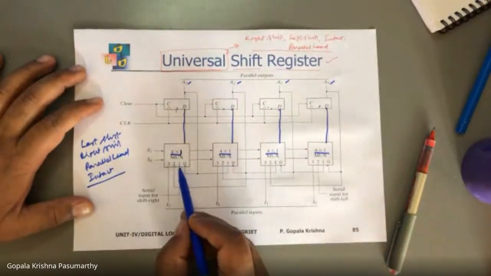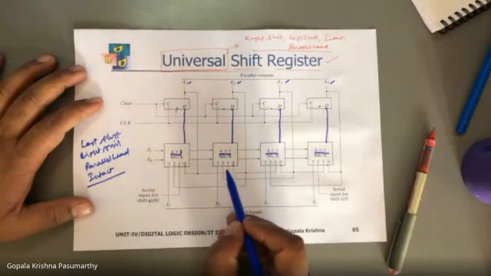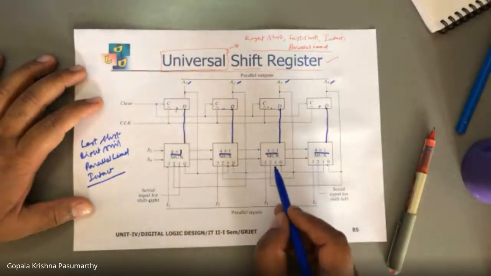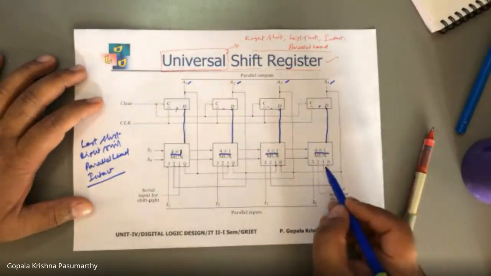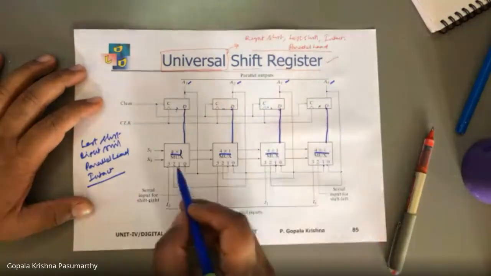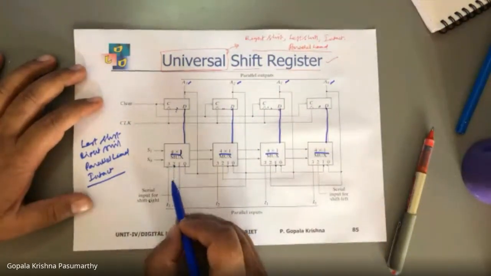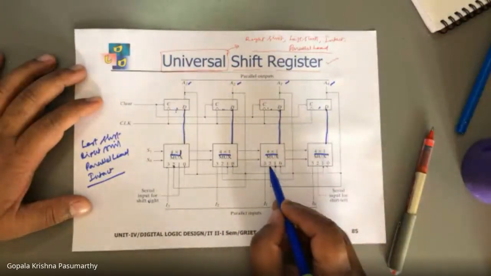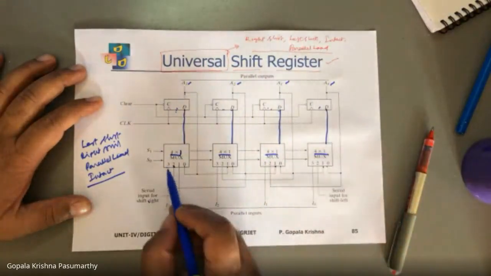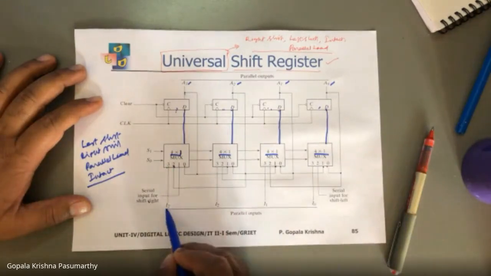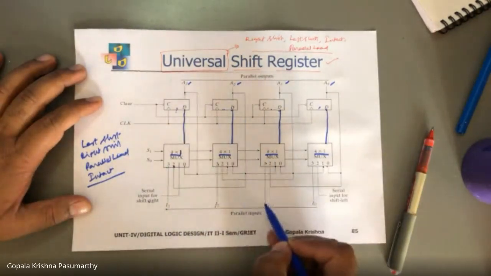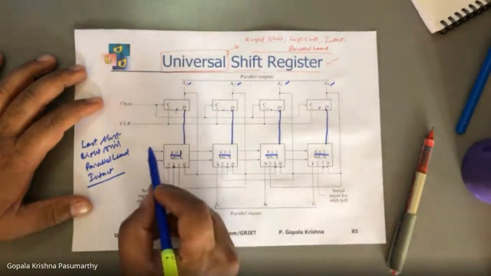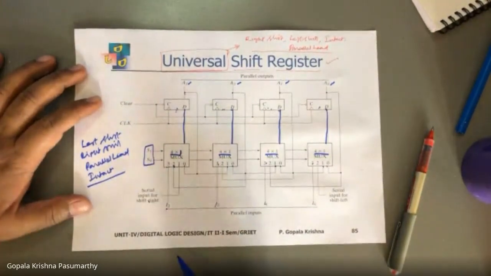If you look at the first input, it comes from the serial input. This first input is coming from A3, this first input from A2, and this first input from A1. The second inputs are coming from A2, A1 and A0. Now you see the third input. The third inputs are connected to I3, I2, I1, I0. There are two selection lines, S1 and S0.